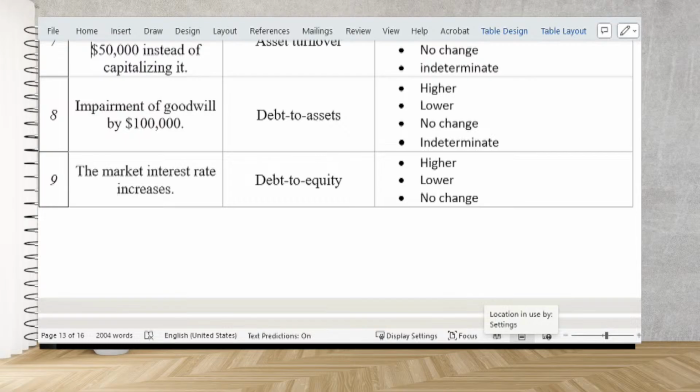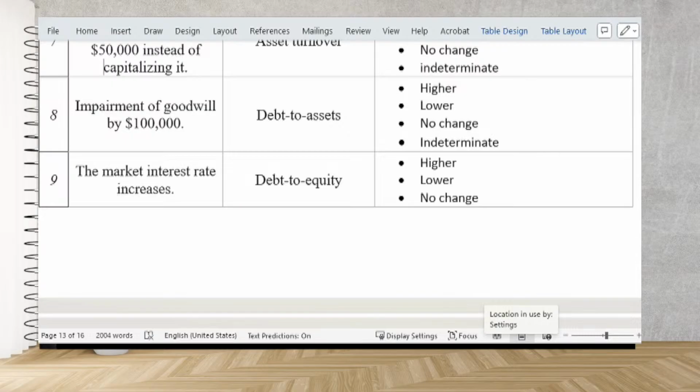Market interest rate increases. Sir, increase. Why is it increasing? Sir, because the market interest rate is increasing, so debt to equity increases.